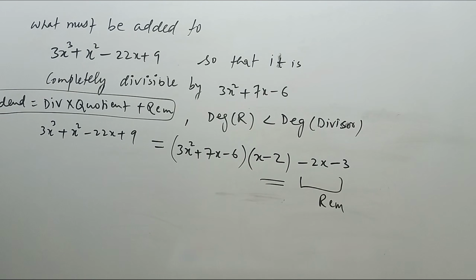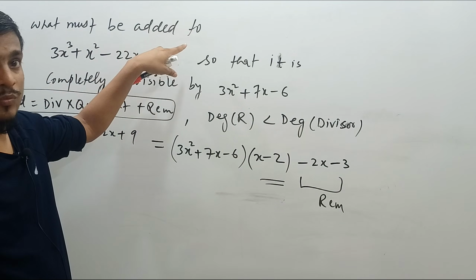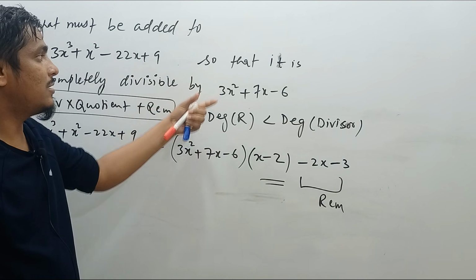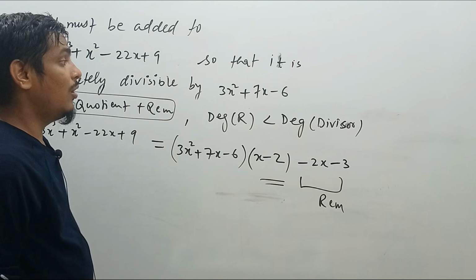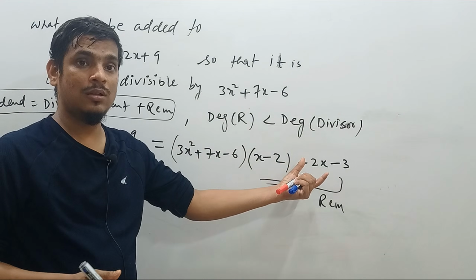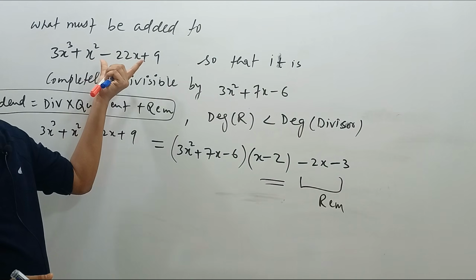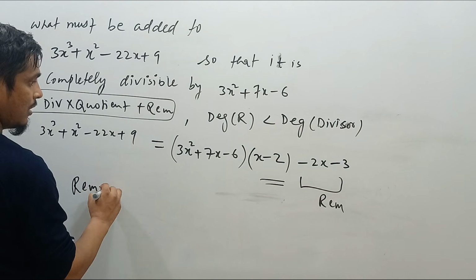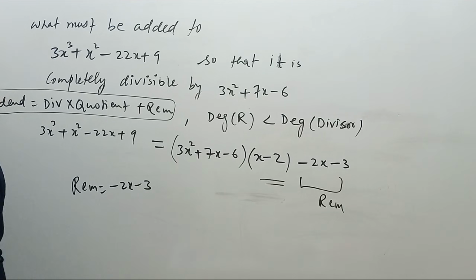This is the remainder. But in the question we need to find what must be added to this so that it is completely divisible. So the required number which needs to be added in this polynomial is the negative of the remainder. We are getting the remainder as negative 2x minus 3.